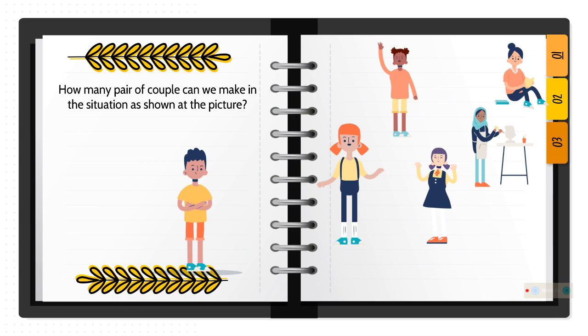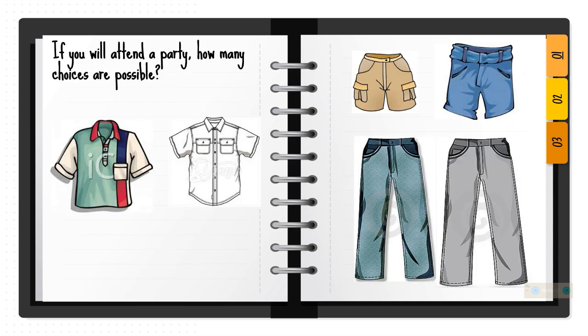Good guess. We have here 5 pairs. How about if you have another guy here? How many pairs? Yes, you have here 10 pairs. Next question. If you will attend a party, how many choices are possible using these clothes? 2 polos, 2 shorts, and 2 pants. Can you guess? Yes, we have 8.